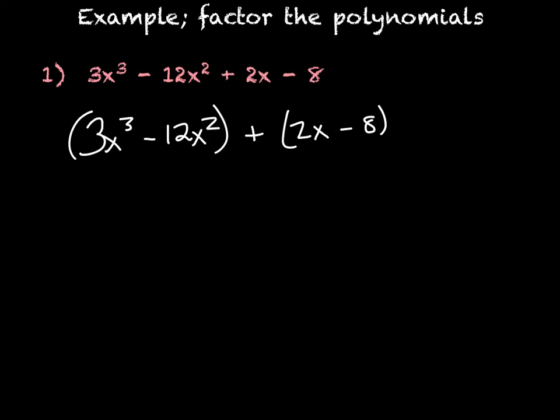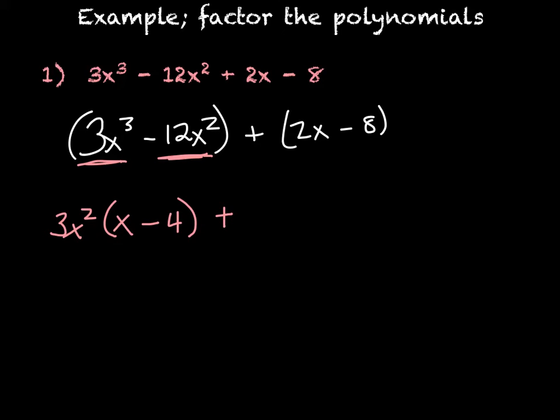And then I'm going to factor out what I can factor out. So if I look here, what can I factor out of both of those? I can take out a 3, and both of these have an x squared in them. So I can take out an x squared, leaving me with x minus 4.